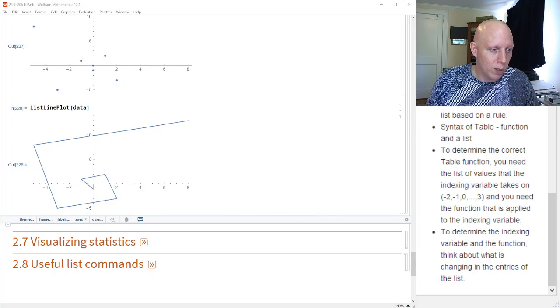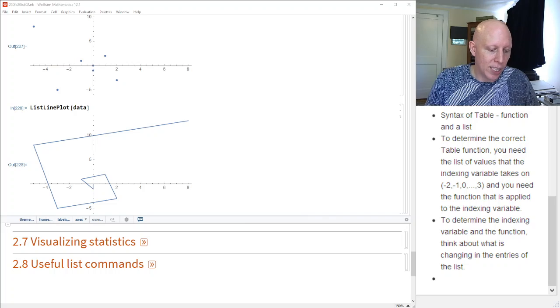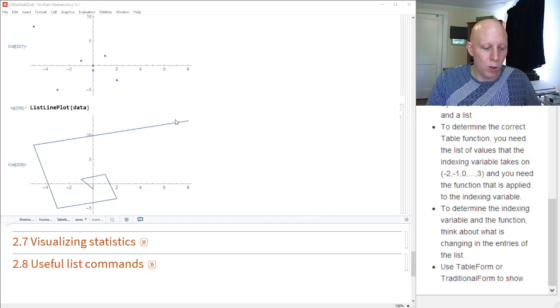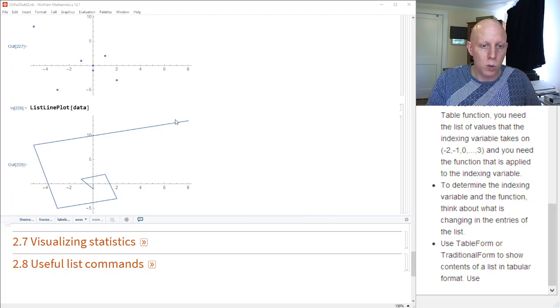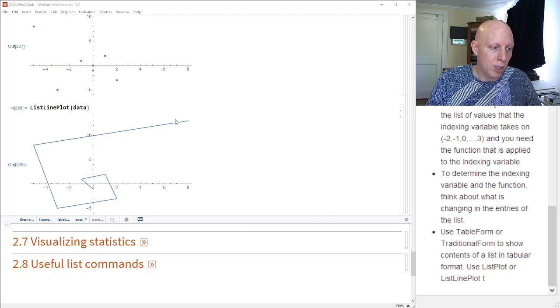So the takeaways from these last two sections is that you use table form or traditional form to show the contents of a list in a tabular format, and use list plot or list line plot to show the data visually, a visualization of the data.